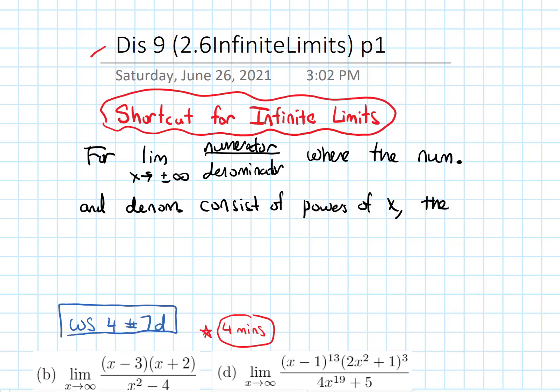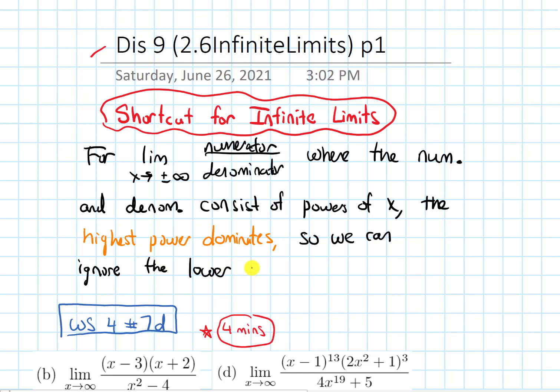The highest power will dominate the growth. The highest power dominates, so we can ignore the lower power terms.